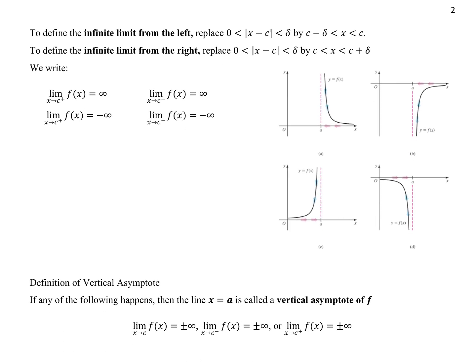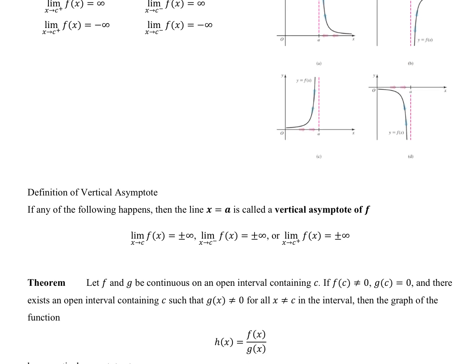Let's now define the vertical asymptote. We'll call a line x equals c (there's a typo here) a vertical asymptote of a function f when any one of the following happens. In other words, if the limit of f at c is either plus or minus infinity, or any one of the one-sided limits is equal to infinity or negative infinity, then we are going to call x equals c a vertical asymptote.